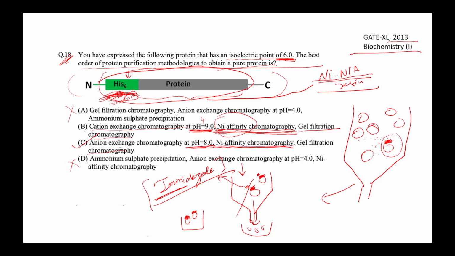and nickel affinity chromatography can also be used for this purification, and gel filtration chromatography can be used because you have different sizes of proteins when you purify. So according to the size, you can separate the protein. So according to the question, the best scenario out of these four options is option C. And this is my NPTEL reference. Thank you.